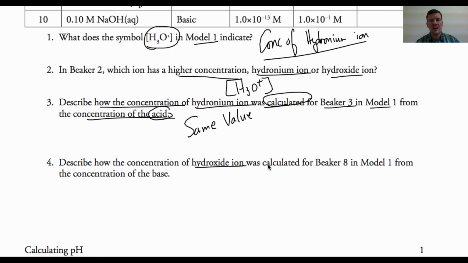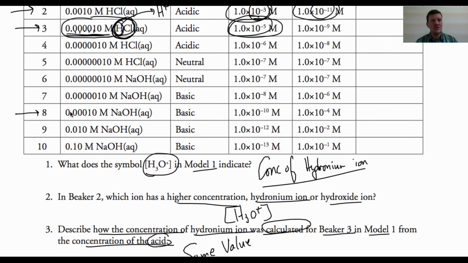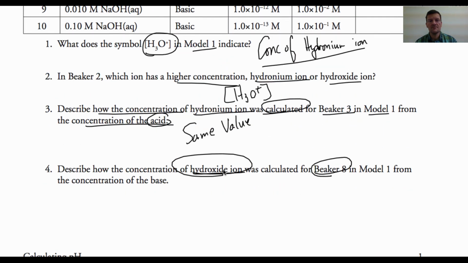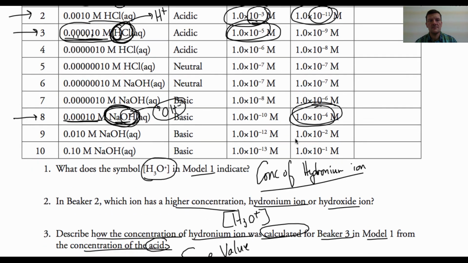Describe how the concentration of hydroxide ion was calculated for beaker 8. This time we're looking at beaker 8. Same thing here. Notice that we've got 0.0001, and that is 1 times 10 to the negative 4. This is for hydroxide now. So it says beaker 8 hydroxide ion. And for every unit of NaOH, we're going to release 1 hydroxide ion into the aqueous solution. So however concentrated this particular compound is in the aqueous solution, that is going to be your concentration of hydroxide ions as well. Okay?